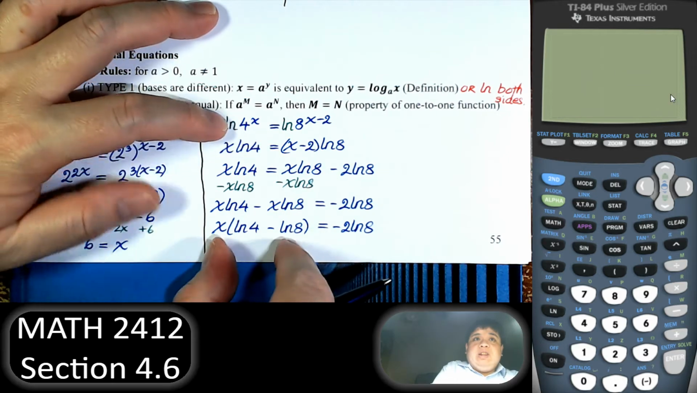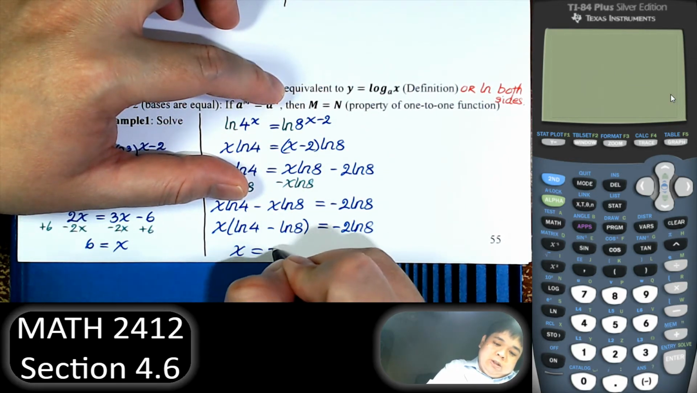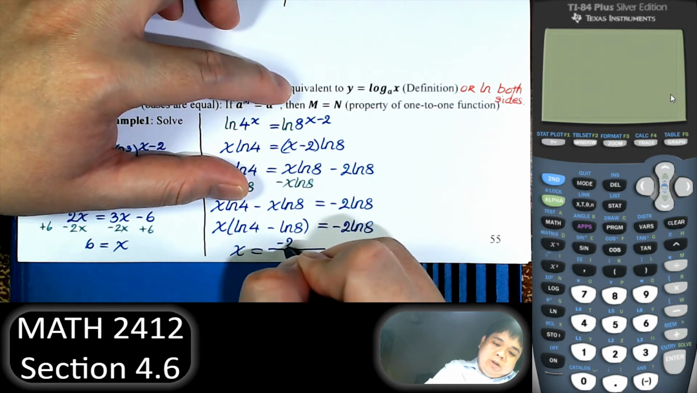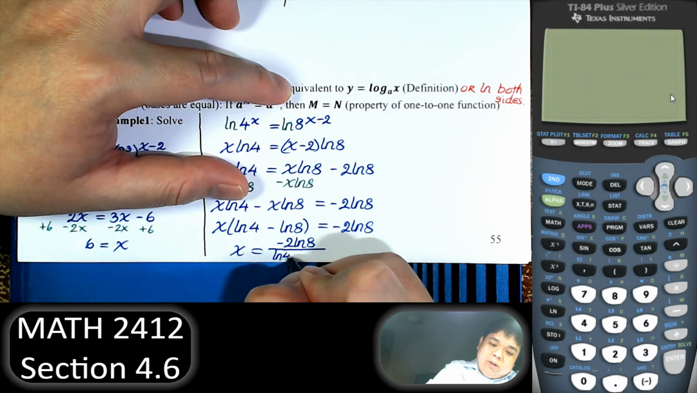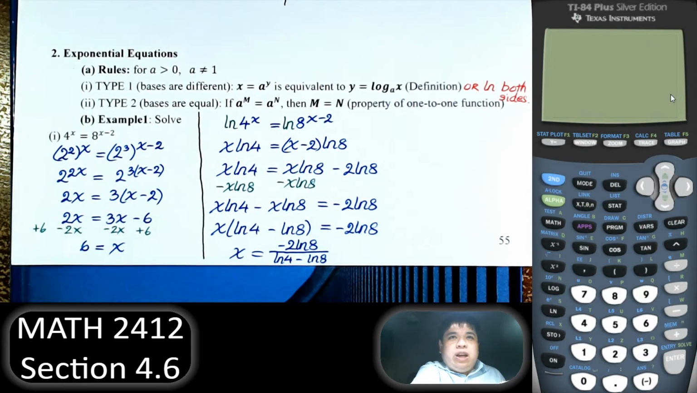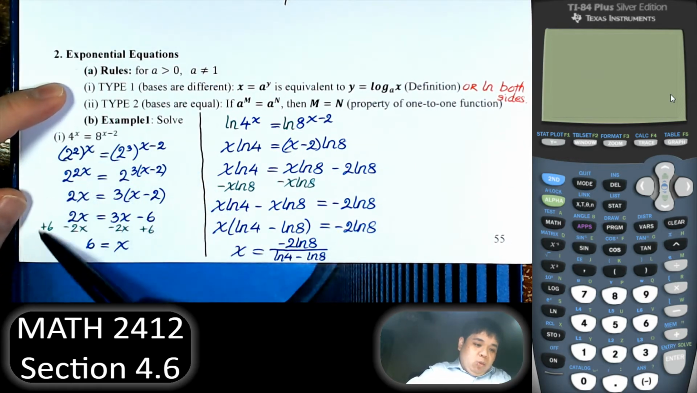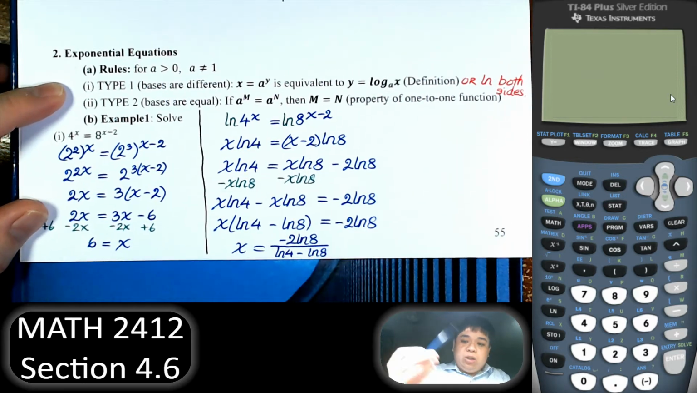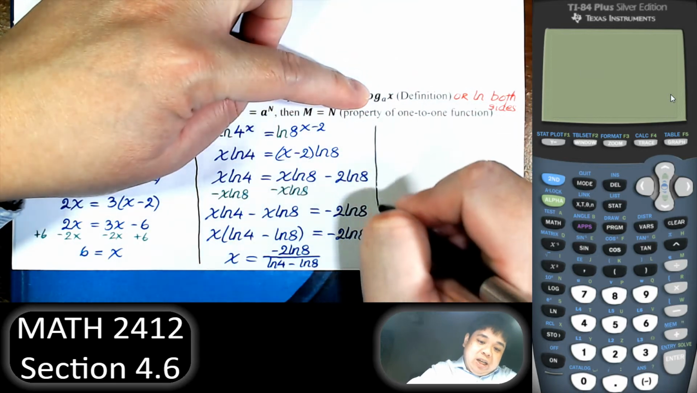And because we can divide that to the other side, x equals negative 2 ln of 8 over ln of 4 minus ln of 8. And then you say, how do they equal? Actually, they do equal. So this is one solution. This is another solution.